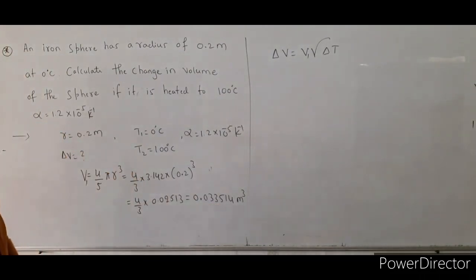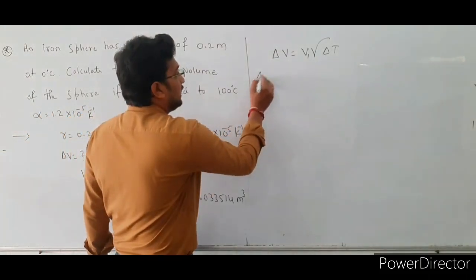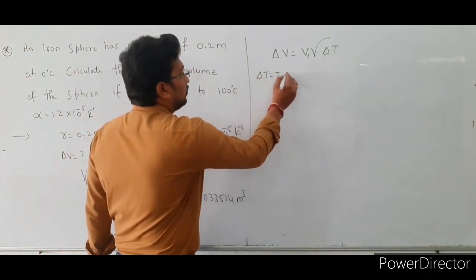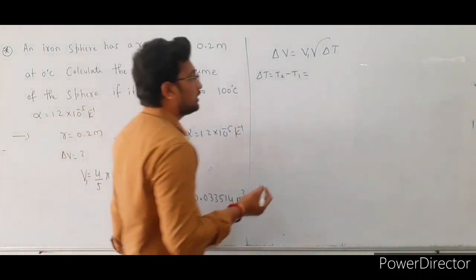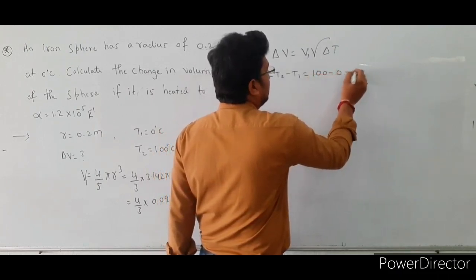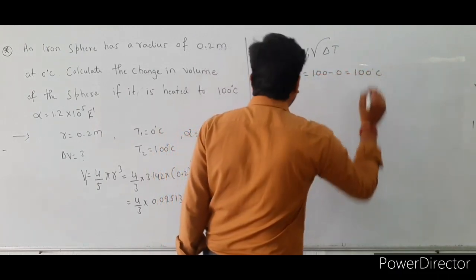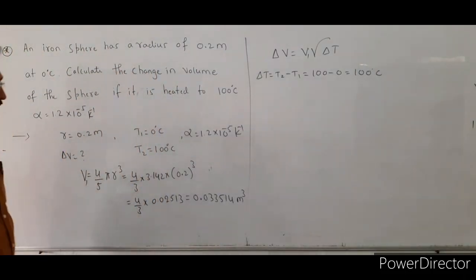0.033514 meter cube. So this is the initial volume. So then what is the change in temperature value here? The change in temperature is equal to T2 minus T1. So the T2 value is 100 degrees Celsius. The initial temperature is 0 degrees Celsius. So this is equal to 100 degrees Celsius. The change in temperature is equal to 100 degrees Celsius.